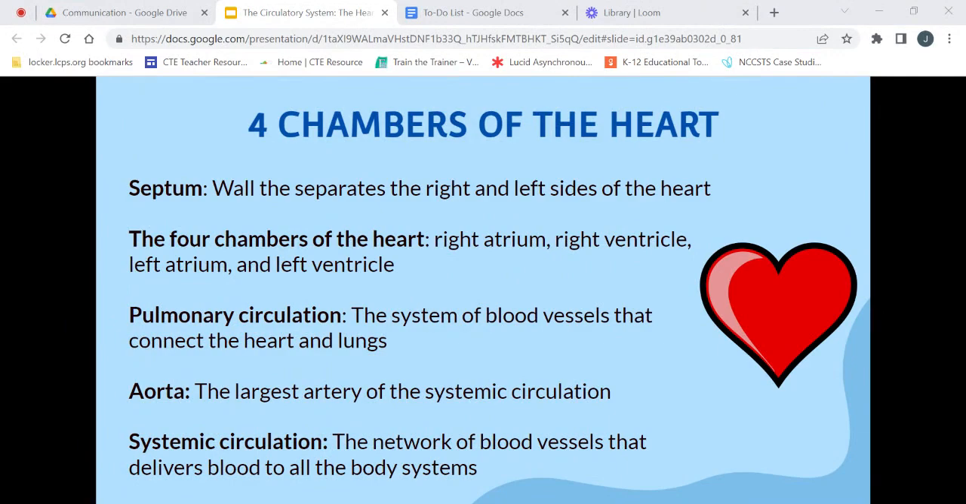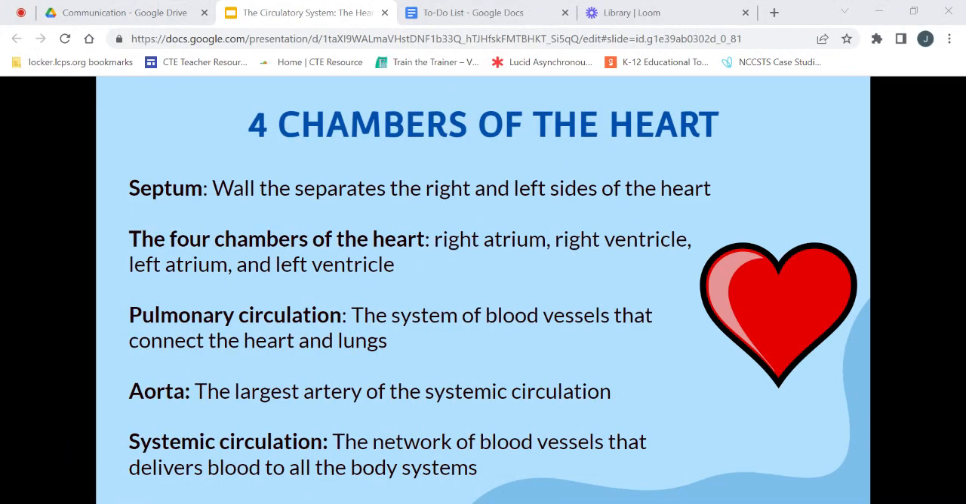ventricle. The right atrium receives oxygen-poor blood returning from the tissues, and the right ventricle pumps it into pulmonary circulation, which is the system of blood vessels that connect the heart and lungs. Pulmonary arteries carry blood to the lungs where gases are exchanged. Pulmonary veins then return oxygen-rich blood to the left atrium. The left ventricle pumps oxygen-rich blood into the aorta, which is the largest artery of the systemic circulation. This network of blood vessels delivers blood to all the body systems.